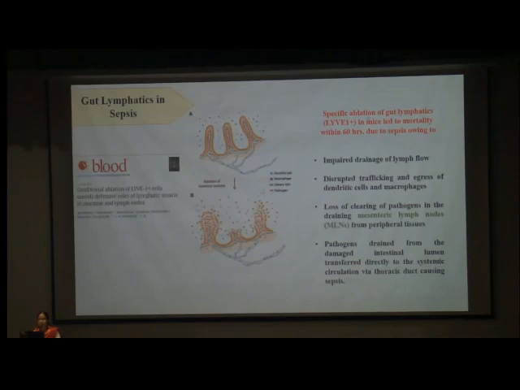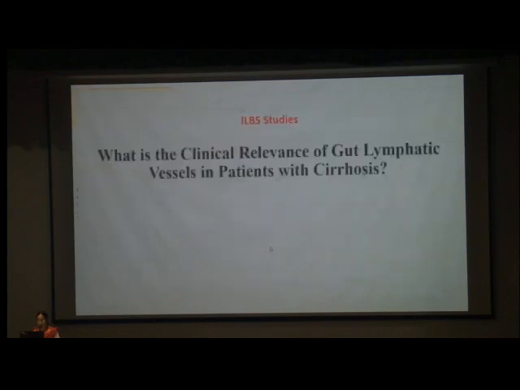In this study, they targeted ablation of the gut lymphatics and showed that the animals died within 60 hours. The major mechanism they showed was a loss of clearing of pathogens in the draining mesenteric lymph nodes. And we all know how important mesenteric lymph nodes are for bacterial translocation, even in cirrhosis patients.